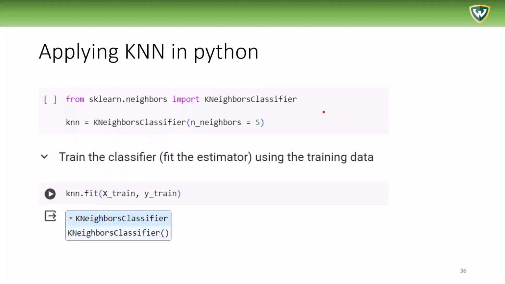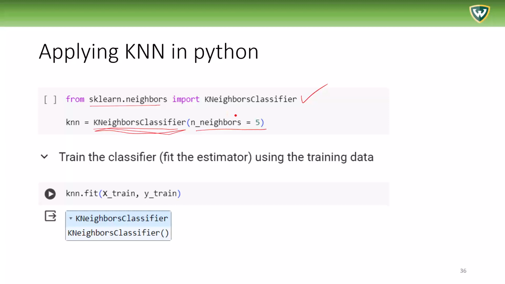Now here's applying KNN in Python. It's fairly simple to begin with. Just the basics are simple. So first we import the KNeighborsClassifier from the scikit-learn package. And then what we have to do is we initialize the model. We initialize the model, KNeighborsClassifier, with our desired K.